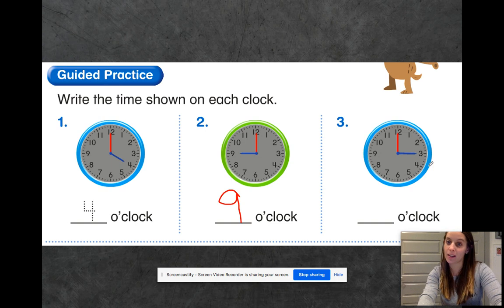All right, let's see another example, number 3 here. Looking at your clock, you see the short blue hand, that's our hour. Our long red hand, that's our minute. Looking at the blue hand, it shows what hour it is. And in this case, it's pointing to the number 3. So the hour is 3. And the minutes is still pointing to that 12. So we always say that that means o'clock. So the time here is 3 o'clock.